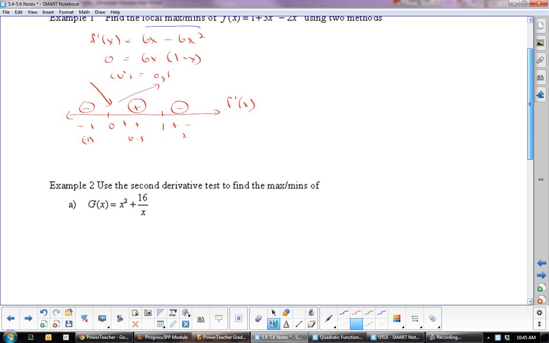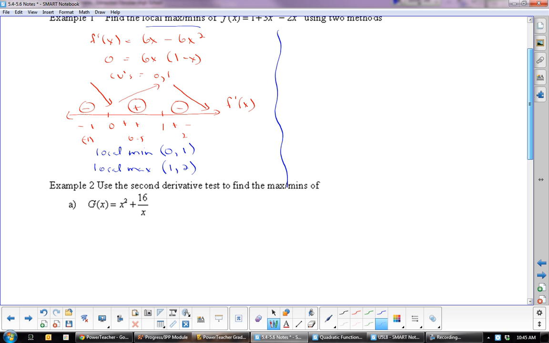So we would have decreasing, increasing, decreasing. So we would have a local min at 0, comma. Now if you put it into your initial equation, you get 0, comma 1. And you'd have a local max at 1, comma, put that into the original, you get 1, comma 2. Okay? So that's how you can find max mins.